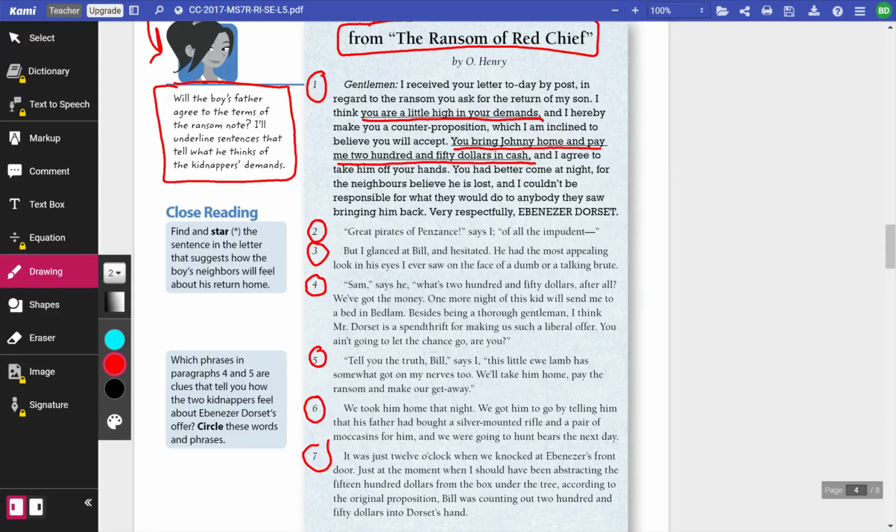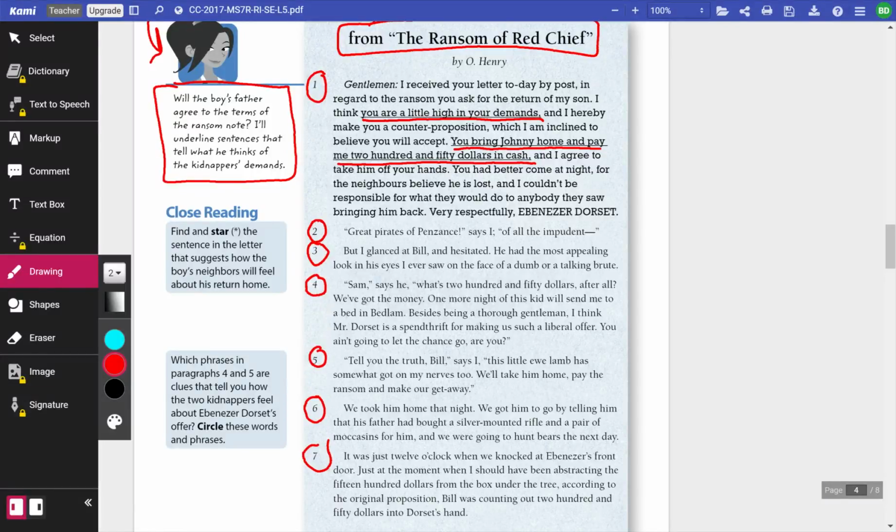Okay, so that is the section of the short story that we're going to be looking at. So now I want us to go back up to paragraph 1 and look at the sentences I underlined. So the first sentence is, I think you're a little high in your demands. So that tells us that the father thinks the kidnapper's demands are a little ridiculous, right? He doesn't think that they're very good demands.